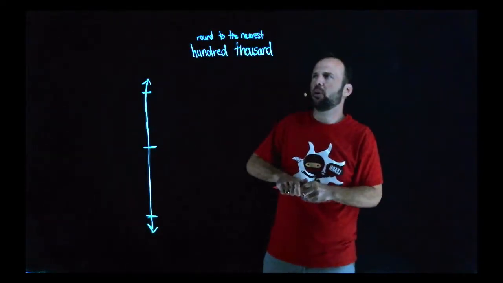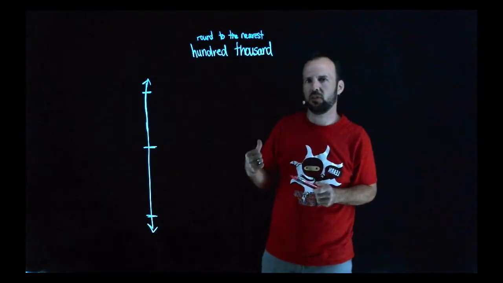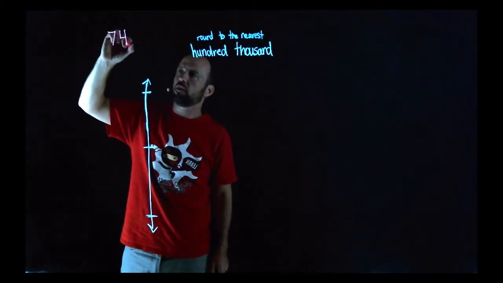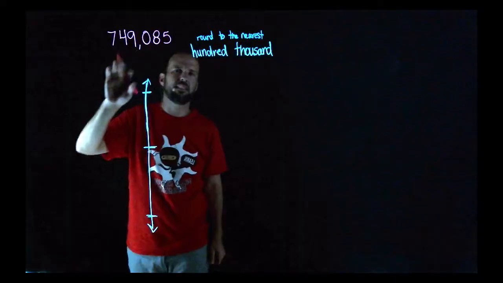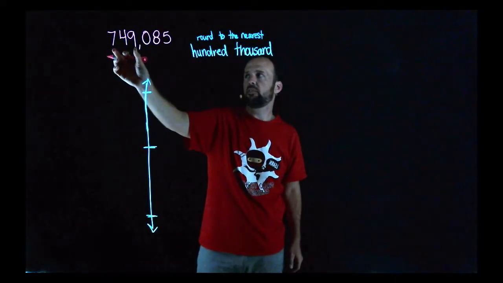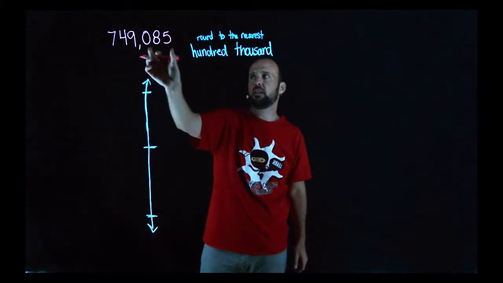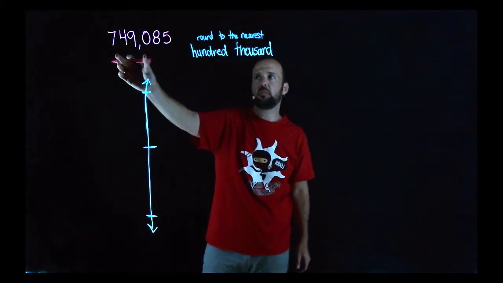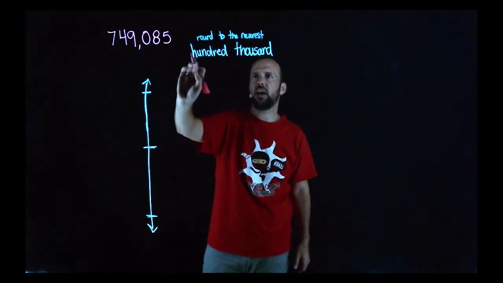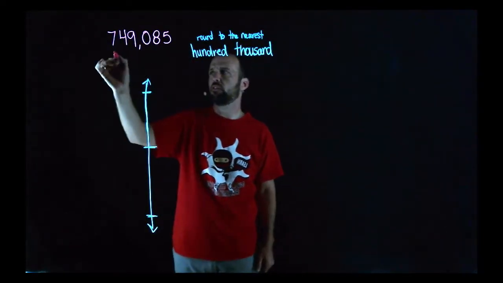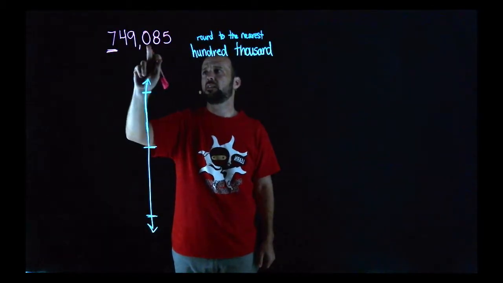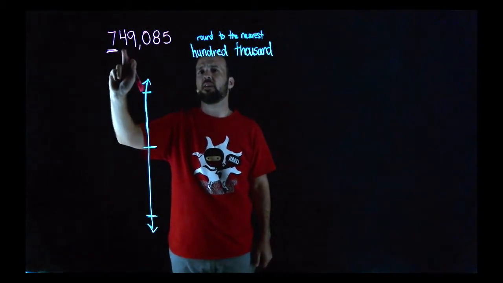All right, so we're going to round to the nearest 100,000. Here's our number that we're going to work with. We're going to be doing 749. Okay, it's a 6-digit number. It's a big number. This is our thousands period, right? So we have 749,085. Okay, big number. We did a 6-digit number before, but now we're going to be rounding to the 100,000s place. So the 100,000s is this guy way out here, right? Ones, tens, hundreds, thousands, 10,000s, 100,000.